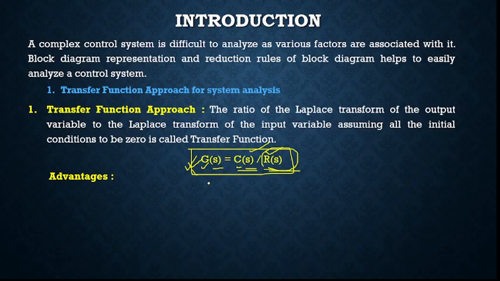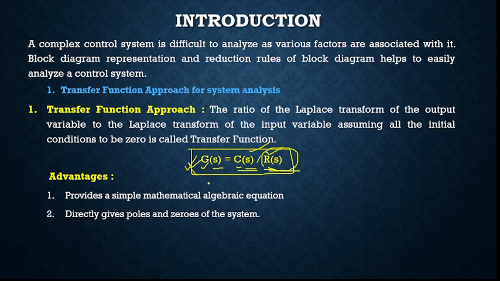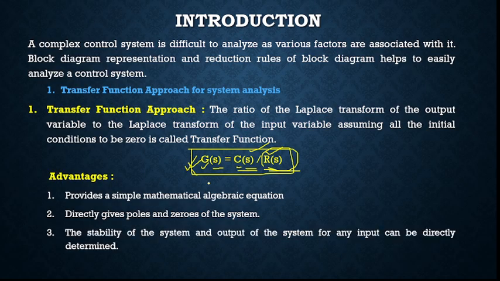What are the advantages of this transfer function approach? First, it provides a simple mathematical algebraic equation. Second, it directly gives the poles and zeros of the system. The stability of the system and the output of the system for any input can be directly determined from the poles and zeros of the system. So this is very advantageous.